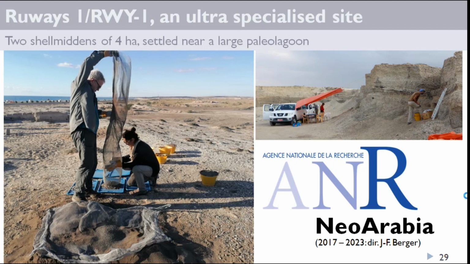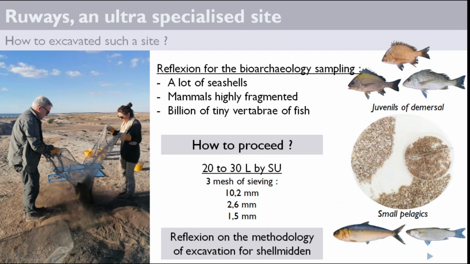And what is very funny about the site is that all the stratigraphy that you can see here is made of shell, obviously, because it's a big shell midden, but also inside the shells you find a lot of tiny vertebrae of tiny fish in all the stratigraphy, which covers several millennia, from the 7th millennium to the 4th millennium, if I'm not wrong. So how to excavate such a site? Because we couldn't excavate in an exhaustive way, so my colleague and I had to think about the bioarchaeological sampling.